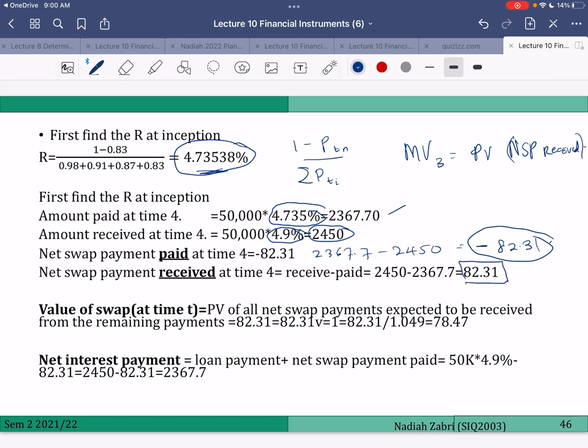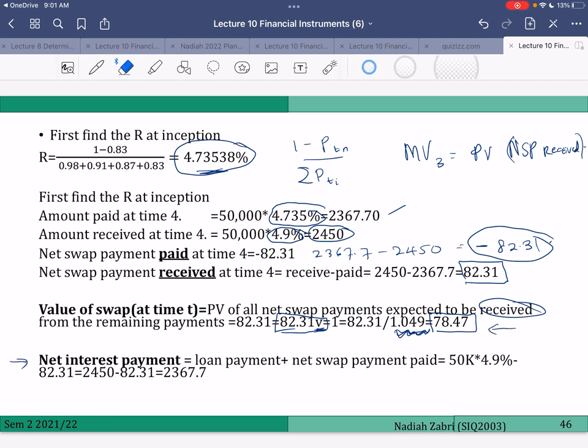So the value of the swap is going to be the present value of the net swap payment received. So it will be 82.31, and you find the present value. This present value V is going to be based on the latest spot rate that we know, 4.9%. So the value is 78.47. So if you want to sell that swap at time 3, this is going to be the fair price.